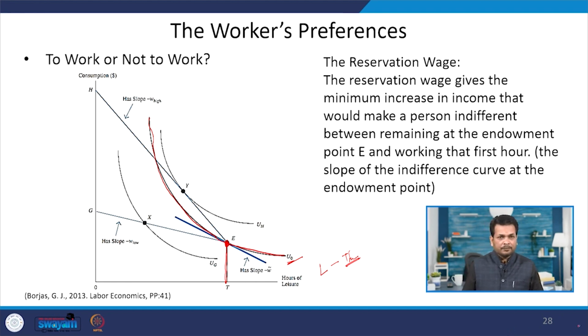Now, let us say the wage rate is WL, a low wage rate WL. With a WL wage rate, the worker has the opportunity set GE.